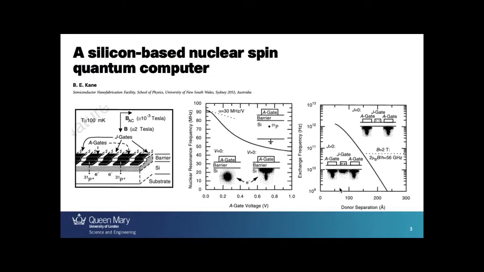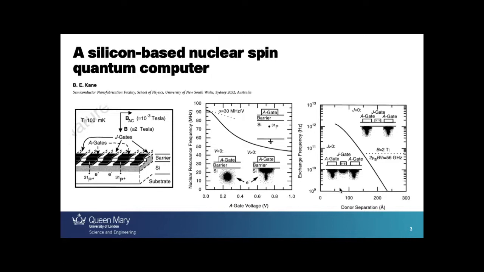And one of the things that I was particularly interested in was making a silicon-based nuclear spin quantum computer. Back in 1998, I think, Bruce Kane proposed an idea of making a quantum computer based on the nuclear spin of a single phosphorus atom in silicon.